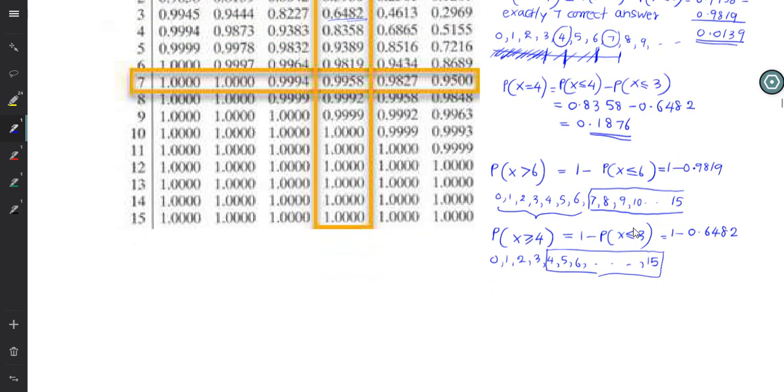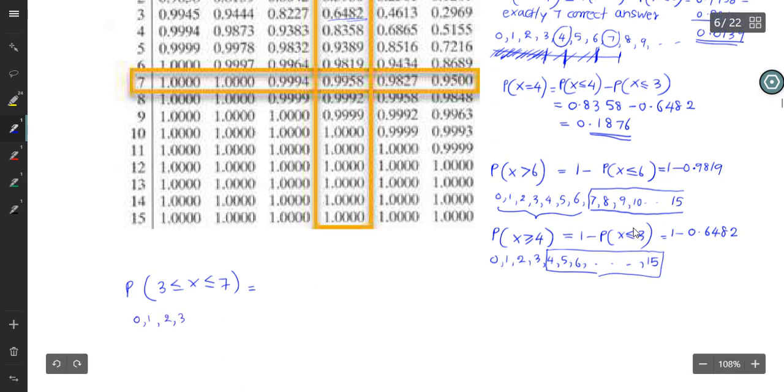Not only that, you can find probabilities like in-between probabilities, say x in between 3 and 7. How do you find this one? So here are the possible values.